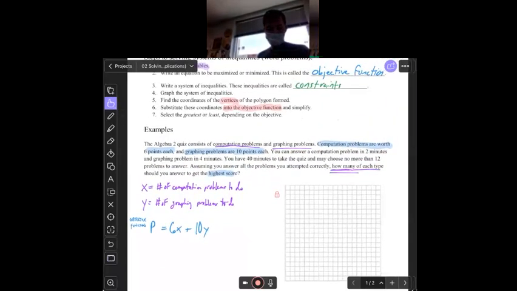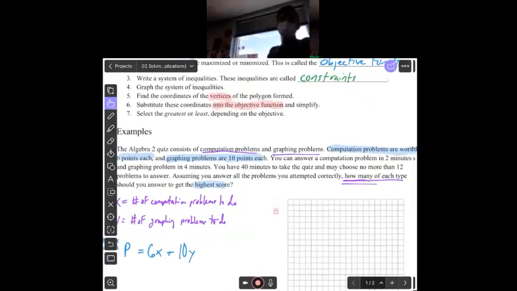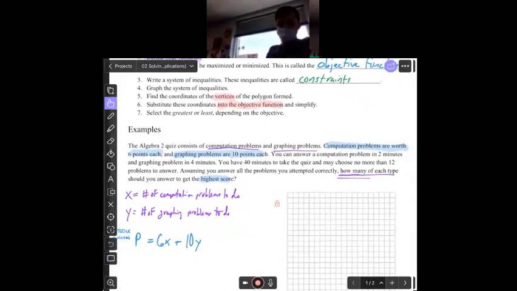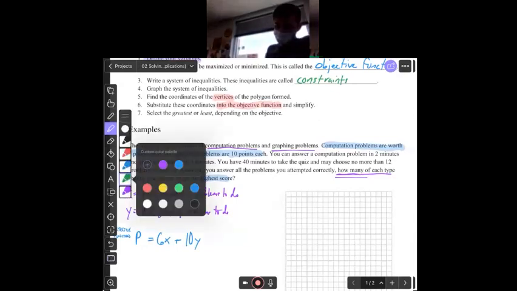So we've done step 1 and step 2. We've defined the variables, and we've written our function that's going to be maximized or minimized. Anything so far you guys got questions about on either of those? So then we need to go look and say, well, what's limiting us? Why don't we just answer all the questions and get all the points, right? What's limiting us in this problem? Okay, so Aiden said we can only choose 12 problems to answer.